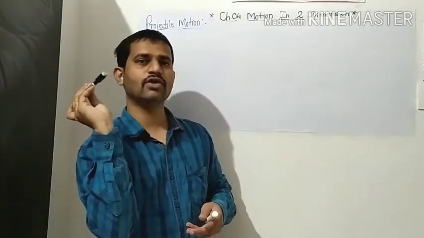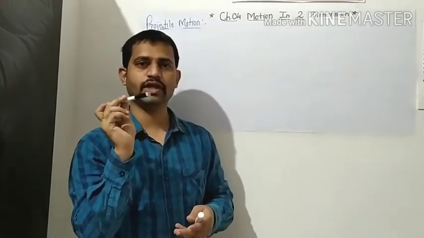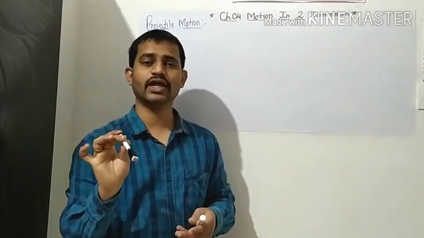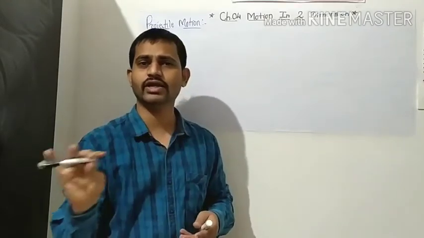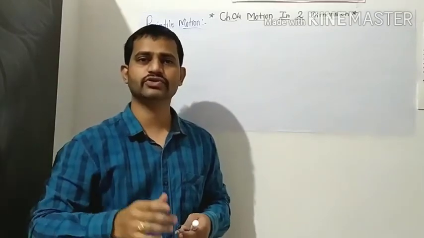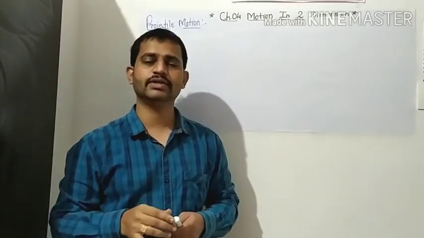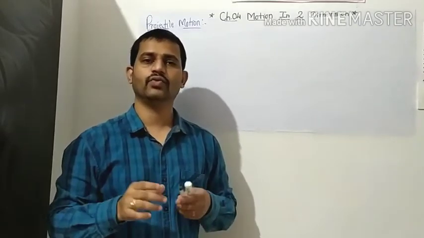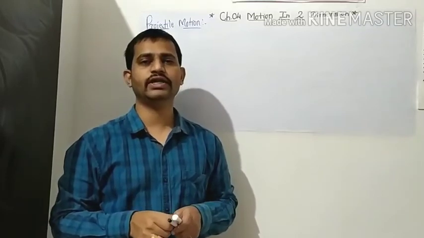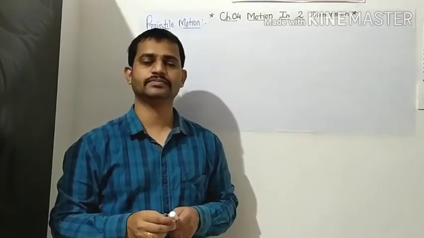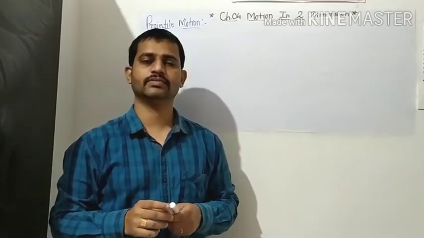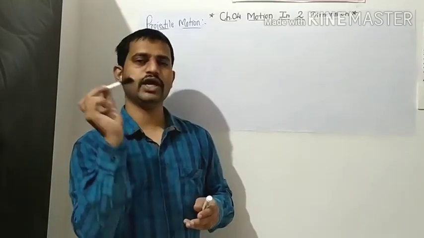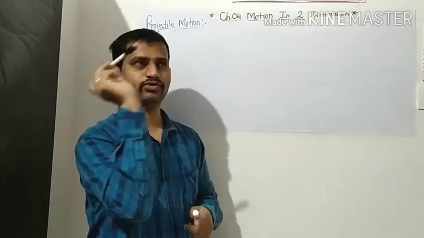When I throw this object in an upward direction but not in a vertical direction, that object becomes a projectile, and the motion of the object is known as projectile motion. So when we throw an object in an upward direction other than the vertical, the object becomes a projectile, and that motion is known as projectile motion. We are throwing this object like this.